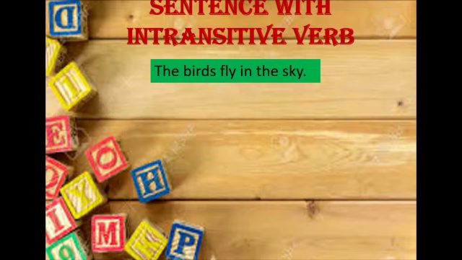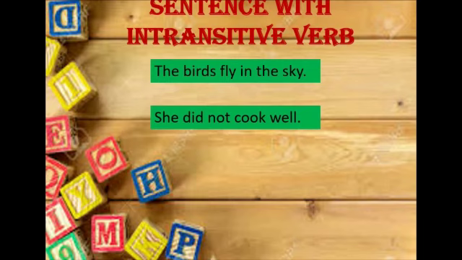So how do we change such intransitive verbs? Let's see another example. She did not cook well. Here cook is the verb and well is an adverb. So there isn't any object here. These types of sentences we cannot change into passive voice, because it's very important that a sentence should have an object so that we can swap the positions of the subject and the object. If there isn't any object in the sentence, we cannot change that sentence into passive voice.